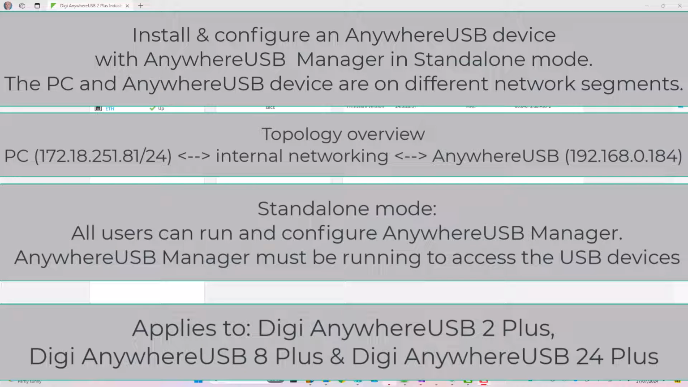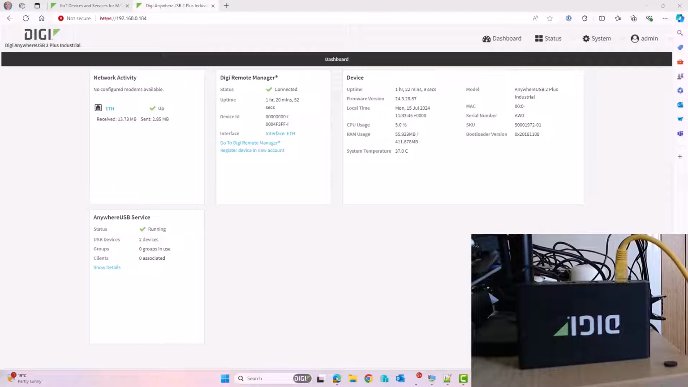In this video, I'm going to show you how to install an Anywhere USB device and set up Anywhere USB Manager in standalone mode on a Windows PC that is connected to a different network than the Anywhere USB device is on. The first task is to make sure that the Anywhere USB is physically connected.